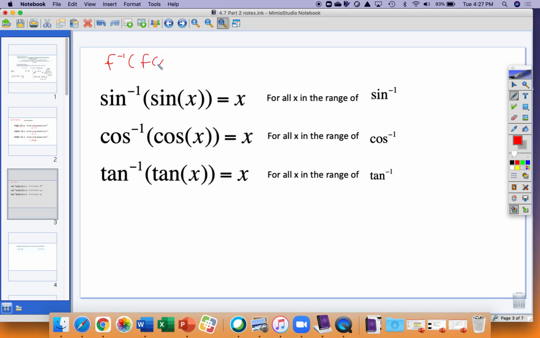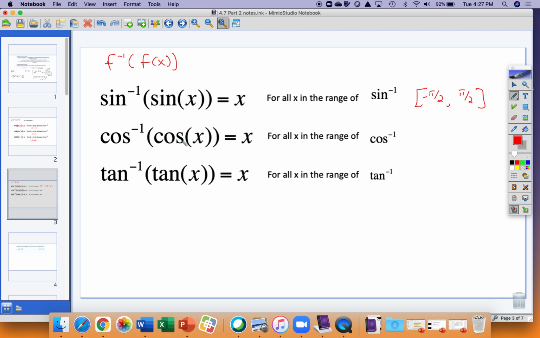f of x, meaning that we take the original function and put it inside of its inverse. As long as they're inverses of one another, they also simplify down to x, but this time it's as long as x is in the range of sine inverse. Remember, the range of sine inverse is negative pi over 2 to pi over 2. So it only works from negative pi over 2 to pi over 2.